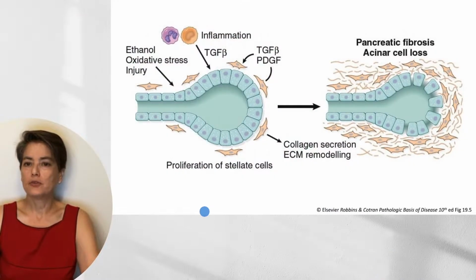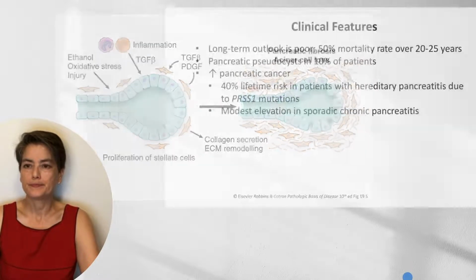So this brings us to that image I mentioned before. Here we have what we see in chronic pancreatitis, where we have our ethanol and oxidative stress leading to injury. And our inflammation is going to be TGF-beta and platelet-derived growth factor, leading to collagen secretion and extracellular matrix remodeling, proliferation of our stellate cells with pancreatic fibrosis and acinar cell loss.